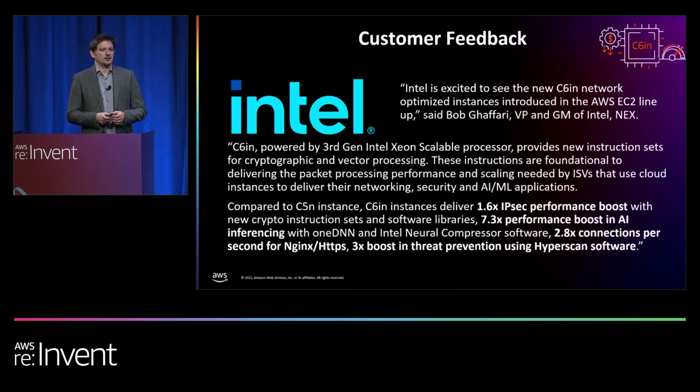So when you order a networking application from the Amazon Marketplace, you want to make sure it gets the best performance on these instances. Based on initial testing, Intel has seen up to 60% better IPsec performance on these instances, over 7x better AI inferencing for AI/ML workloads, and 2.8x better connections per second for networking workloads such as Nginx HTTPS. So we're very excited with the initial feedback from our customers. We're looking for more customers to try out these instances and provide feedback.